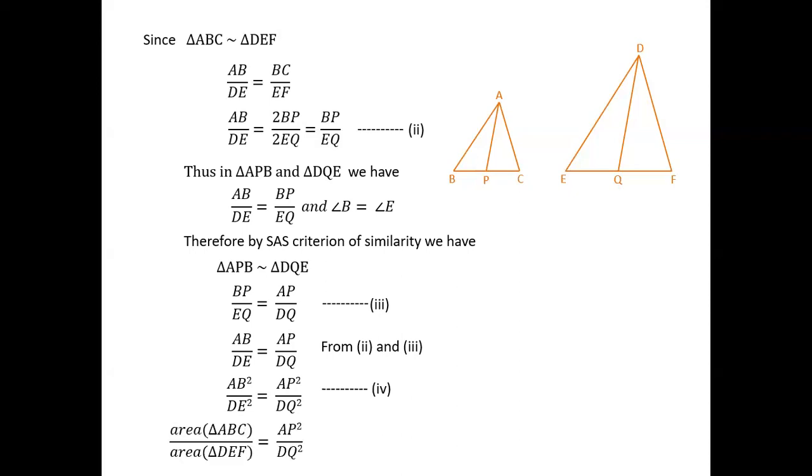Now, area of triangle ABC upon area of triangle DEF is equal to AB square upon DE square. But AB square upon DE square is equal to AP square upon DQ square. So from 1 and 4, we can say that area of triangle ABC upon area of triangle DEF is equal to AP square upon DQ square. That means the square of the ratio of the corresponding medians.